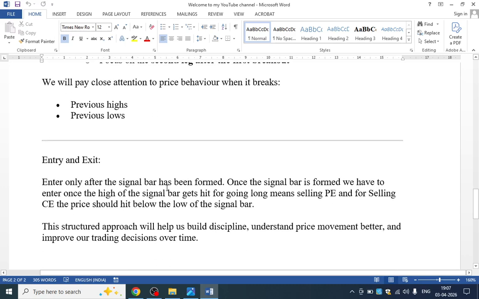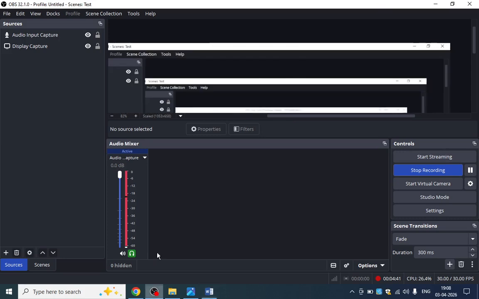What are the entry and exit points? We will only enter after a signal bar has been generated. If we want to go on the upside, meaning selling PE, we will take our trade once the high of the signal bar has been hit. For selling CE, if the price hits the low of the signal bar, then we will enter.